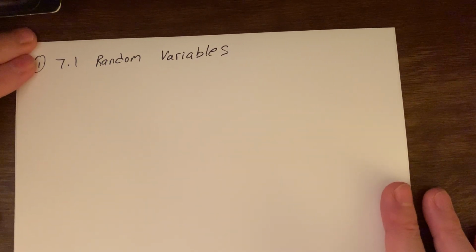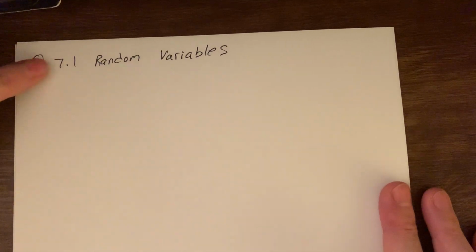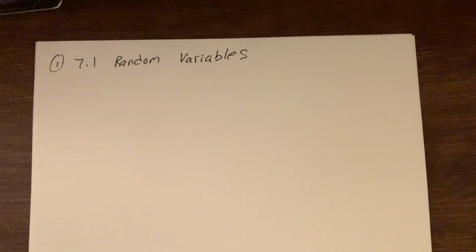In this video, we'll move into Chapter 7, starting to discuss random variables from Section 7.1 and then probability distributions in Section 7.2. 7.1 is a pretty short section in the book. The first thing we establish is this definition of a random variable.